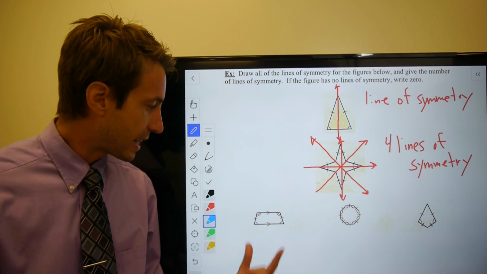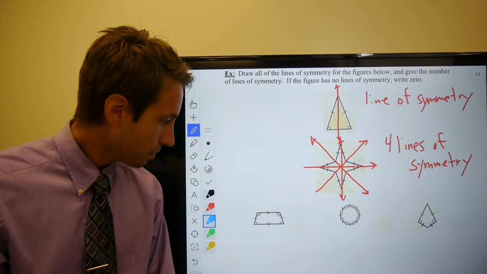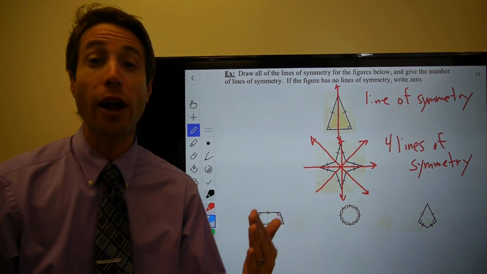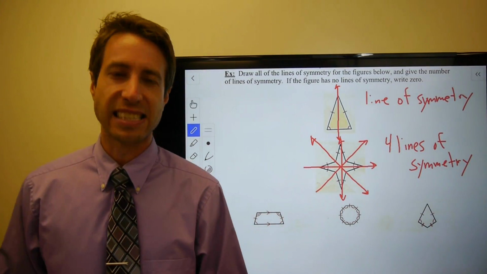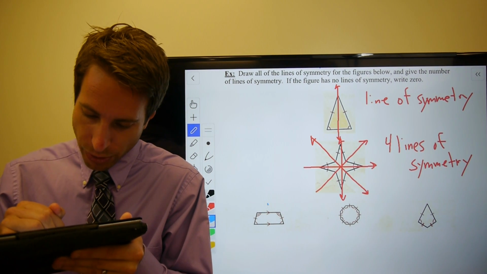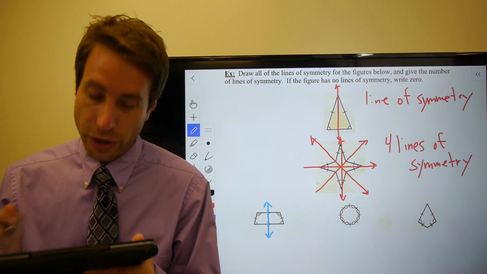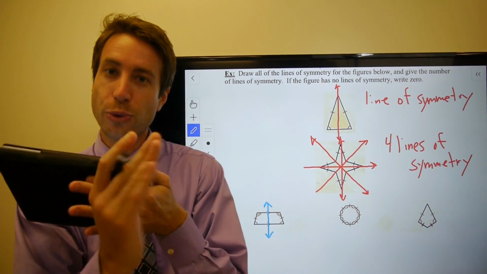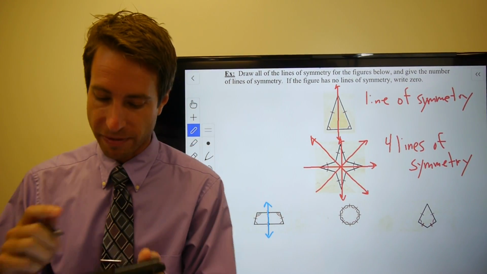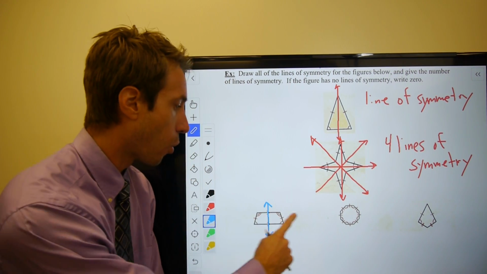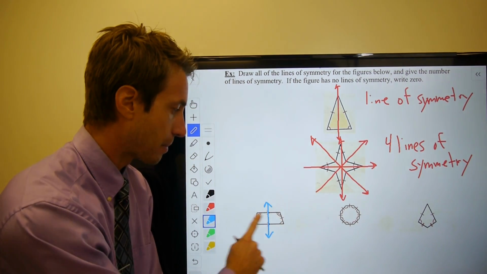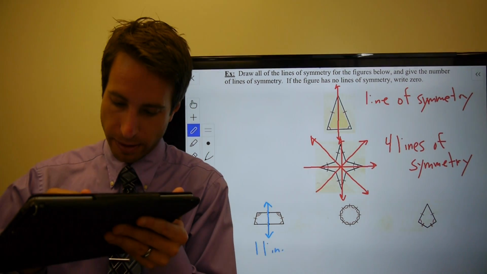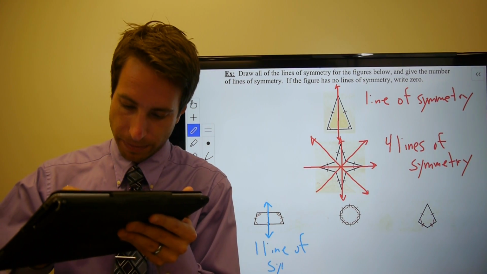In this object right here, this parallelogram, take a look at that. Are there ways that we can fold this on itself so that the two sides line up? I see a line of symmetry right there, a vertical line of symmetry. If I were to fold it across that line, the two halves would lie directly on top of each other. There is no horizontal line of symmetry, so I only have one line of symmetry.